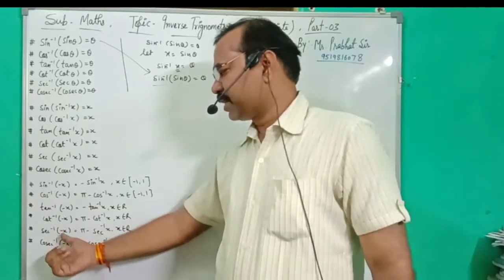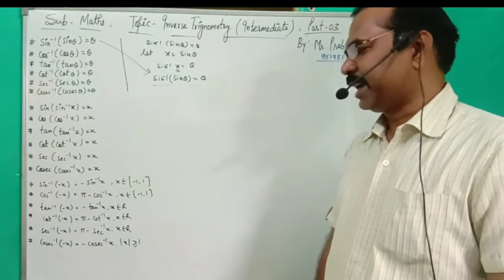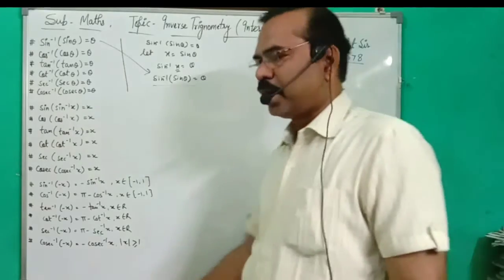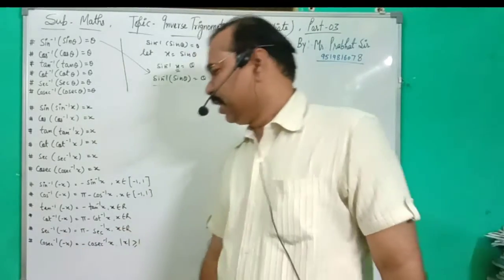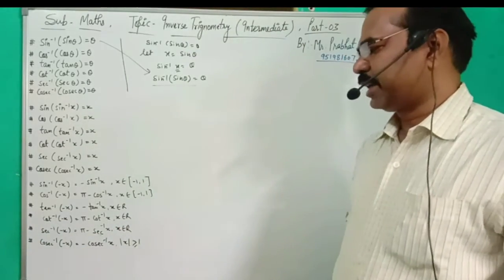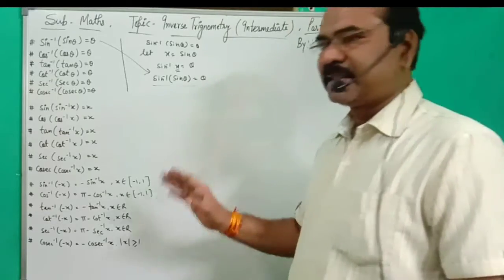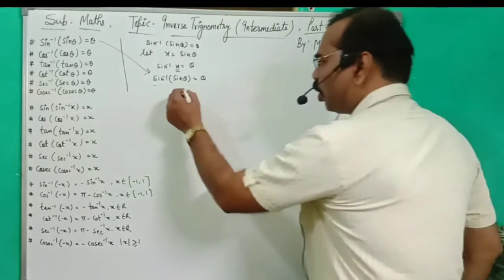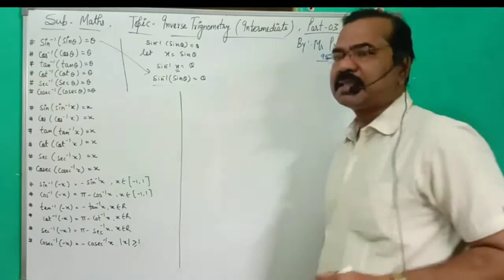Next one is sec inverse of minus x is equal to pi minus sec inverse x, where x belongs to R. Now next one is cosec inverse of minus x equals minus cosec inverse x, where x is greater than or equal to 1. Here is some more properties we have to discuss.